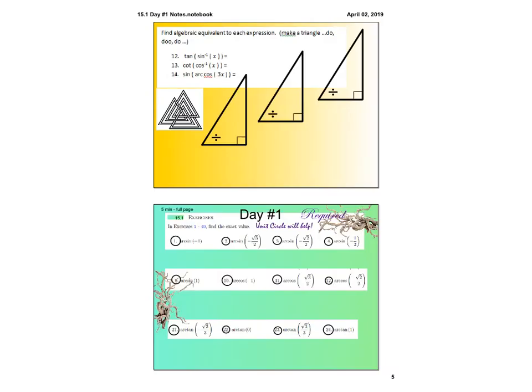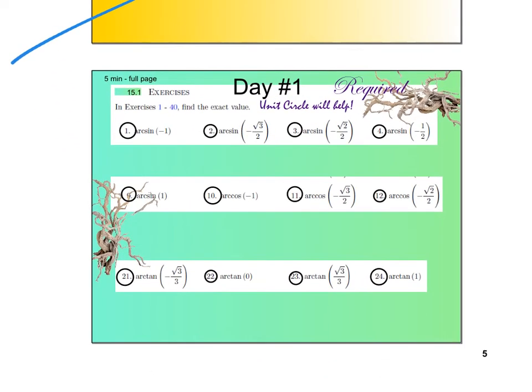Okay, I don't think this is as important as our day 1 problems. I would not skip these. I would do all of them. I'm going to pick a few to do with you. Why don't we do like number 22? So the arctan of 0. What is the inverse tangent of 0?